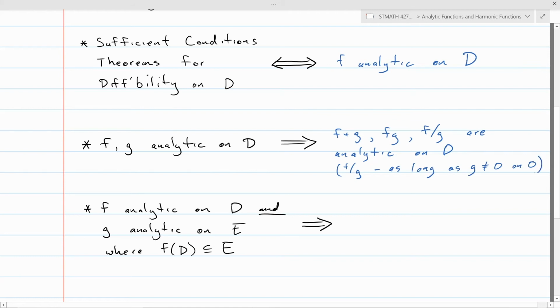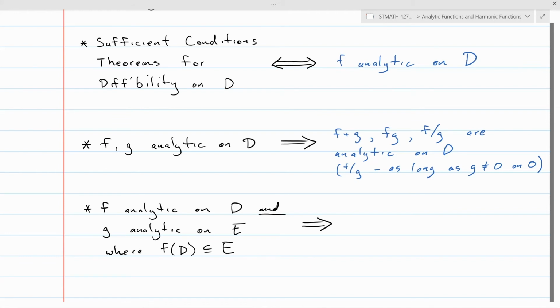But we had a theorem that said if you have two functions that are differentiable, then their sum, their product, and their quotients are differentiable. And we had rules for what the derivatives would equal. But we have existence of derivatives, and this happens at every point in the domain D. So if f and g are analytic on D, then so are the sum, product, and quotient.